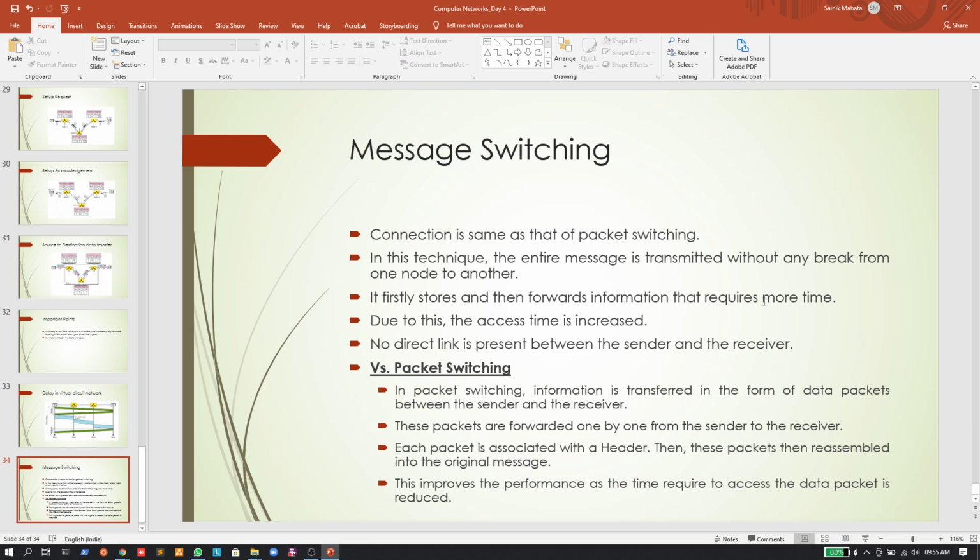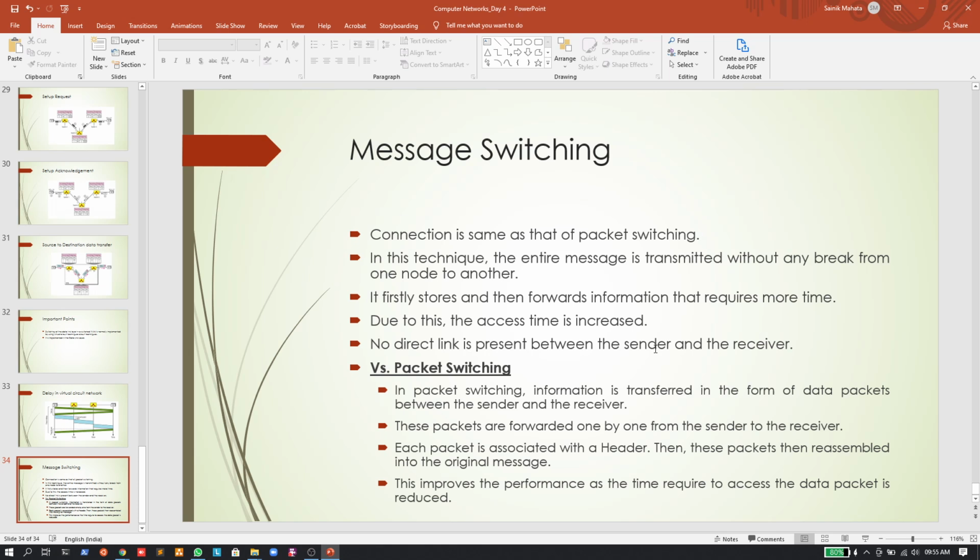Which means in this case the switches need to have some memory. In the case of packet switching, there was no need for memory in the switch. Now, due to this time, the access time is increased. That is very obvious, and no direct link is present between the sender and the receiver.